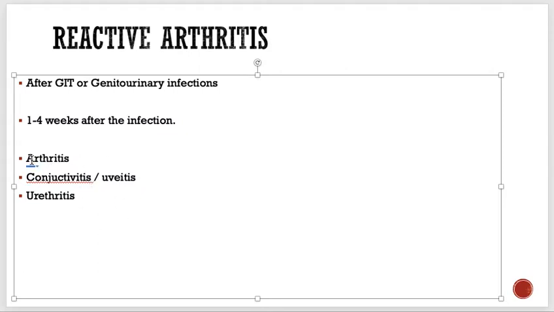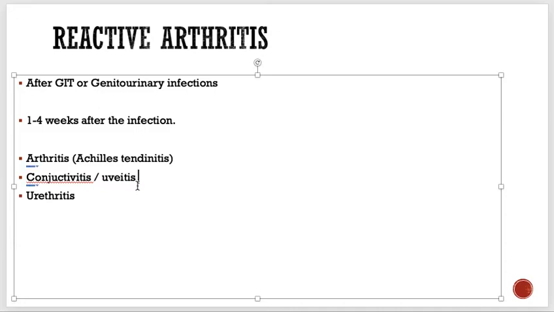So basically they present with peripheral arthritis. Again, most of the seronegative ones are asymmetric arthritis. And many of them develop especially Achilles tendonitis. So this is how they present. And they present with uveitis or conjunctivitis, and they develop urethritis.